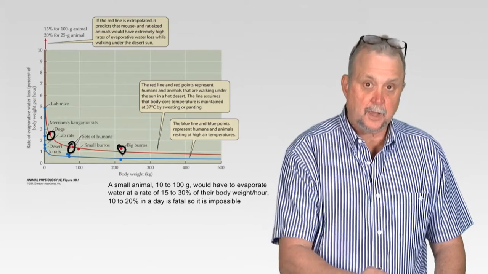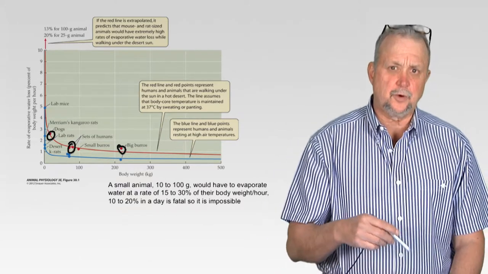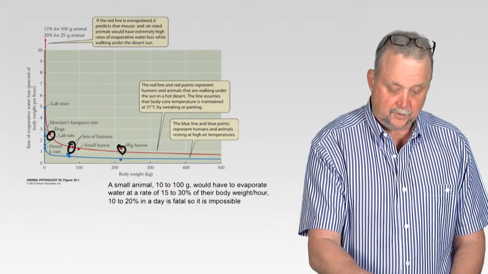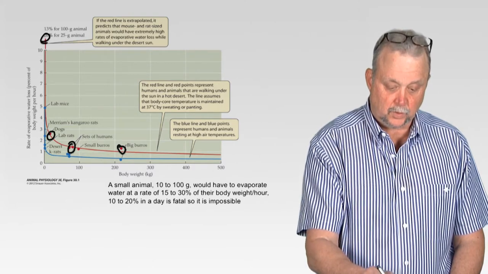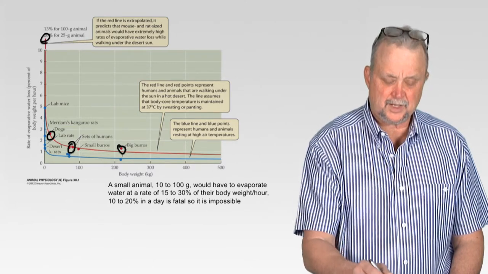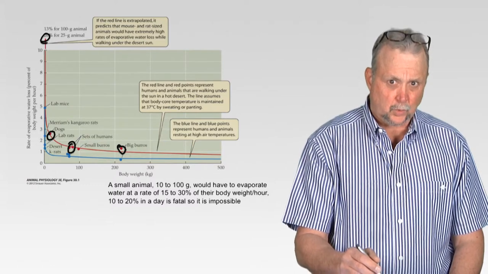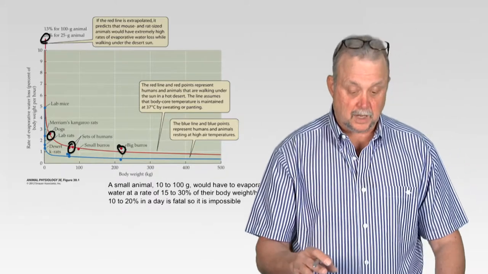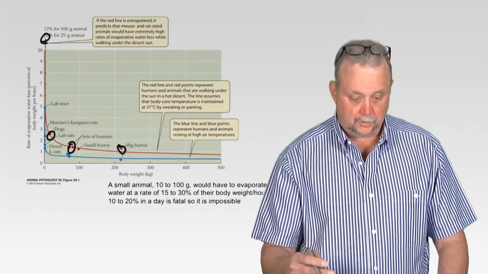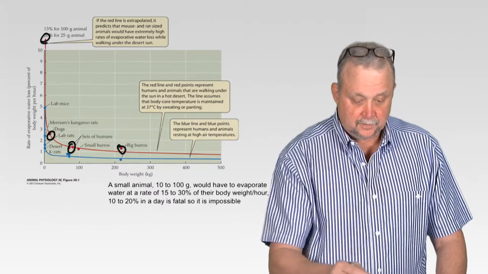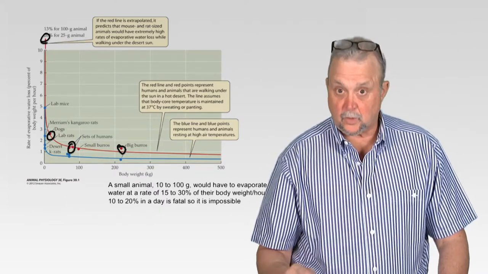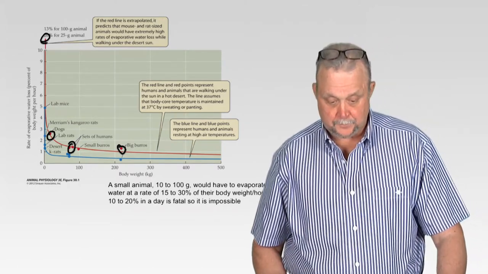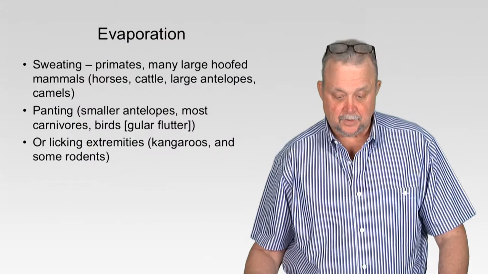Then you get into the small animals, and if they were to use evaporation to keep cool, it would just be way off the scale, 20% for a 25-gram animal. 20% per hour. 20% is lethal for almost anything. There are just a few animals that we're going to talk about that can lose more than 20% of their body weight. So you can see that for small animals, evaporation or even panting is just not an option. They'll lose way too much water. So it's not an option for everything.